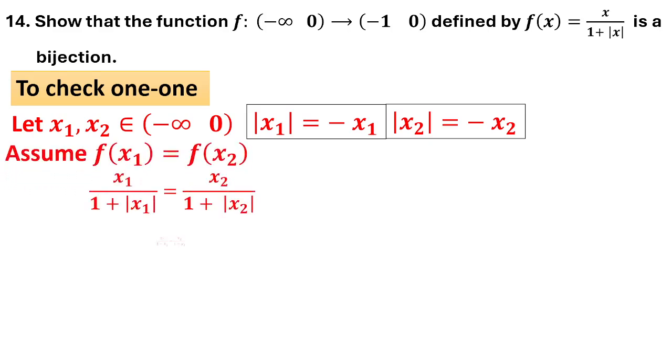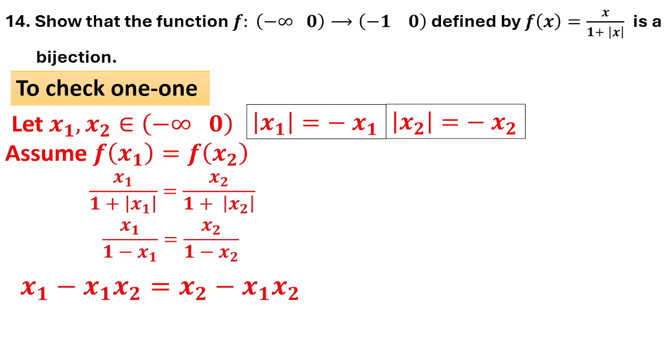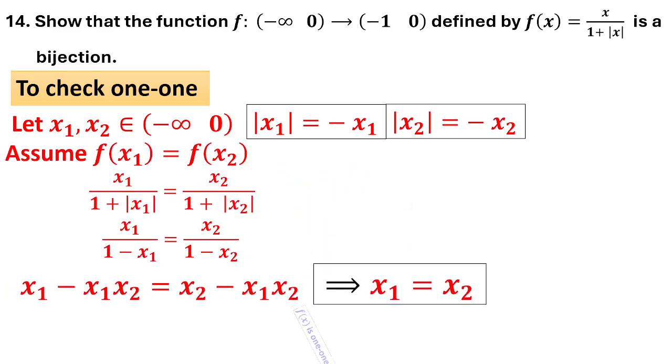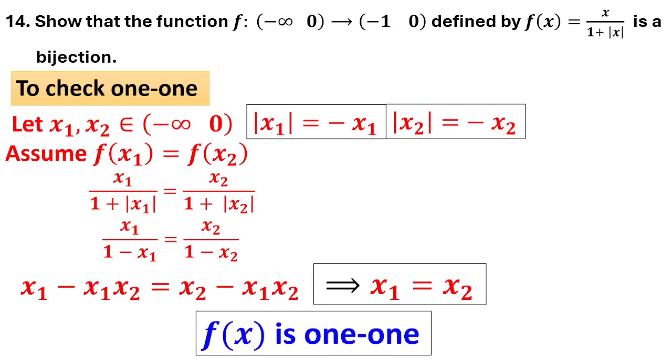F of x1 is equal to f of x2. I am cross multiplying. I am getting x1 is equal to x2. Therefore, it is one-one. All of you know that. Start with x1, x2. Assume f of x1 is equal to f of x2. Do the simplification. You should end up with x1 is equal to x2 for one-one, x1 not equal to x2 for not one-one. Good. Let us go on to onto.